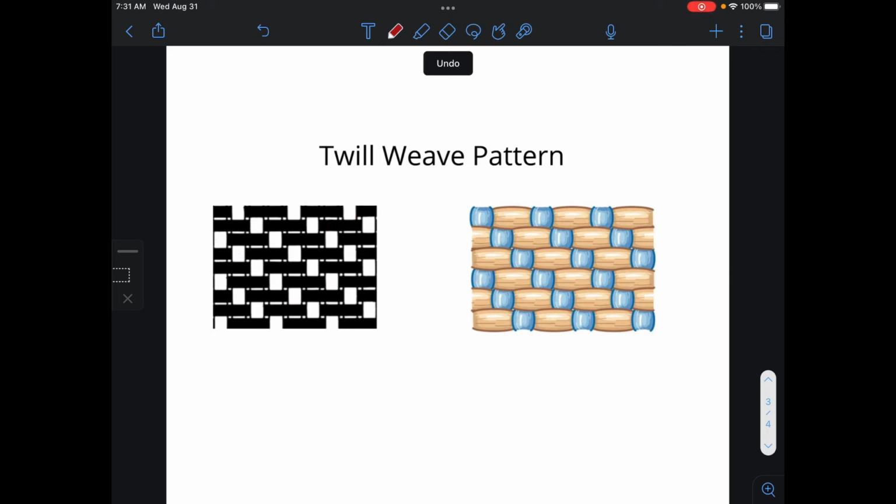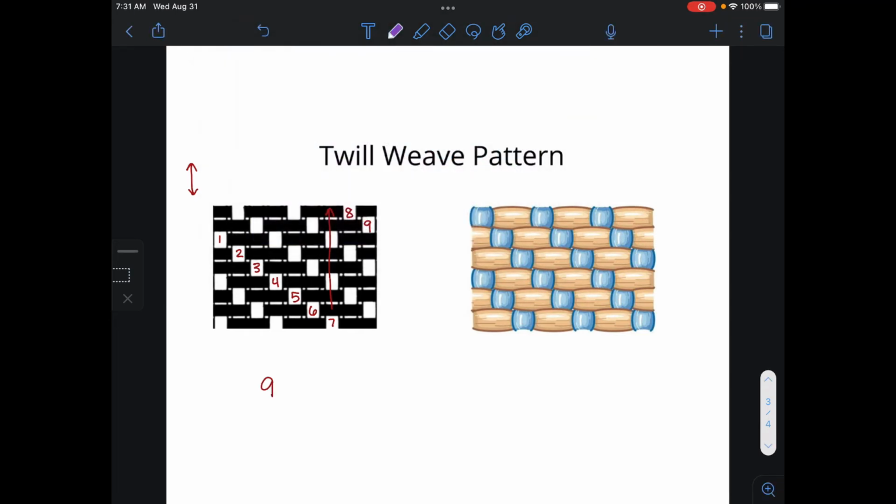So let's go ahead and practice counting the twill weave pattern thread count for the black and white pattern. Starting with our warps up and down, we have 1, 2, 3, 4, 5, 6, 7. Go back up to the top. This here right next to it would be 8 and 9.